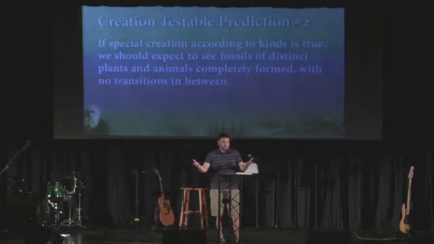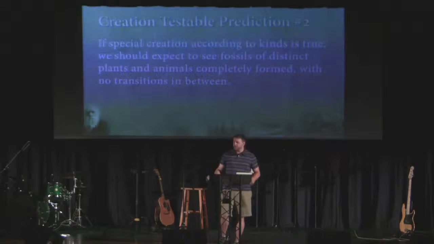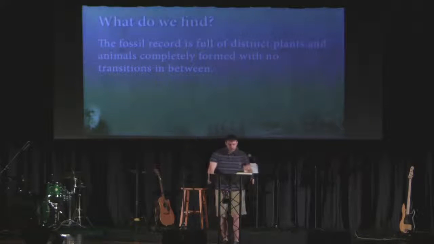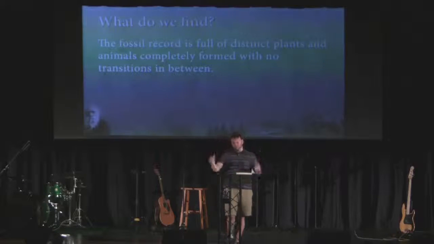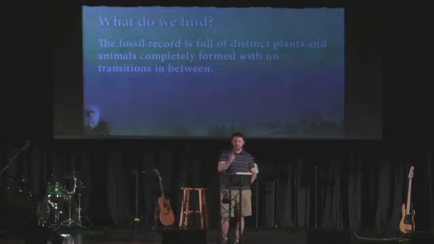Both of those hypotheses should result in those two different things. So what is it that we find? Well, the fossil record is full of distinct plants and animals completely formed with no transitions in between. To date, of the millions of fossils that have been collected all over the entire globe, not a single undisputed transitional form has been found.